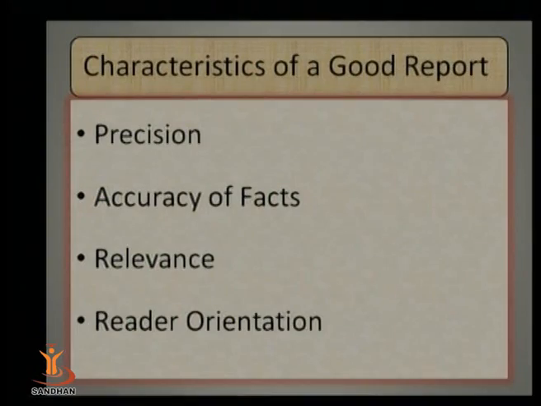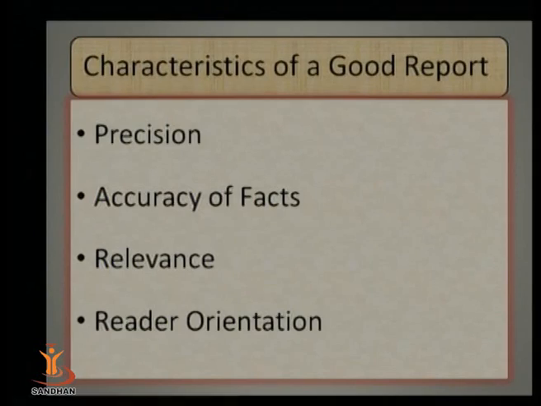The second one is accuracy of facts. So the report should be factually accurate. Whatever fact you present in a report, it should be accurate, because if the information or the data is not accurate, it may mislead the higher authorities in taking any decision. And we know that a report is a management tool used in decision making. So relevant facts should be presented, and exclusion of relevant facts also sometimes creates problems. So while preparing a report, we should keep in mind that relevant information should be presented and irrelevant information should not be presented, because it may mislead the higher authorities.